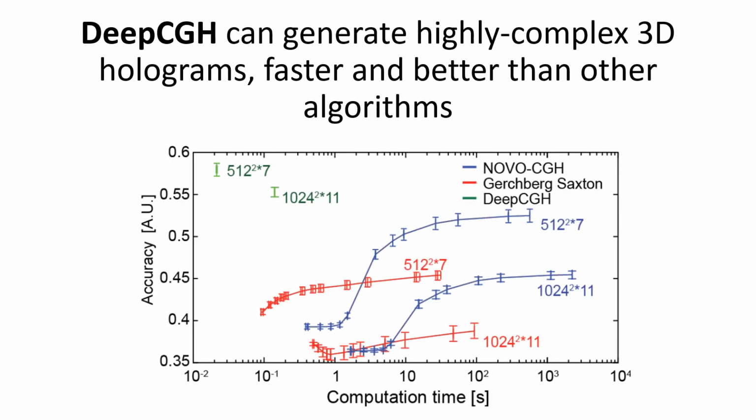So this is perhaps our most exciting result. As you can see, the method that we developed, Deep CGH, is not only orders of magnitude faster than the previous iterative techniques that we discussed, including Gerchberg-Saxton methods, but also is able to reach, once again, higher accuracy levels, which means that we're able to compute holograms that are better than any other previous method, no matter how long we wait in the optimization process.